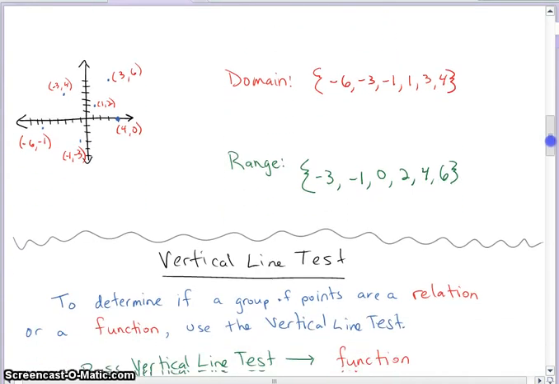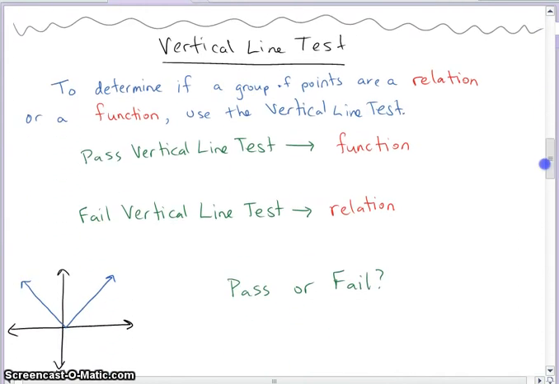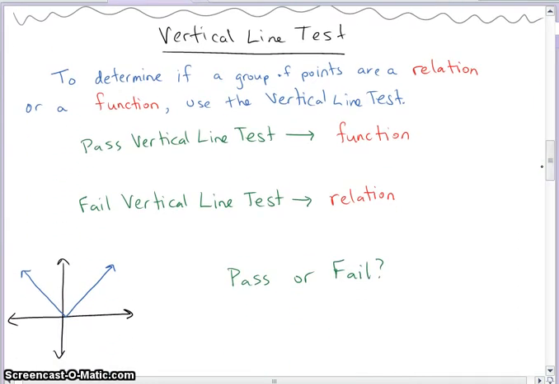Okay, that's the domain and range. The vertical line test is used to determine if a group of points are a relation or a function. Use the vertical line test. If it passes the vertical line test, it's a function. If it fails, it's a relation.